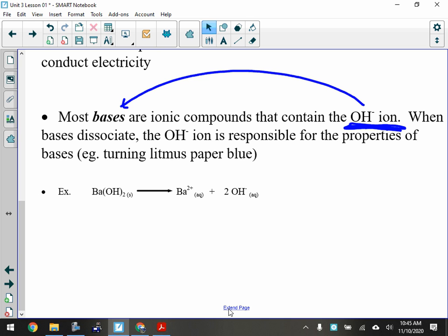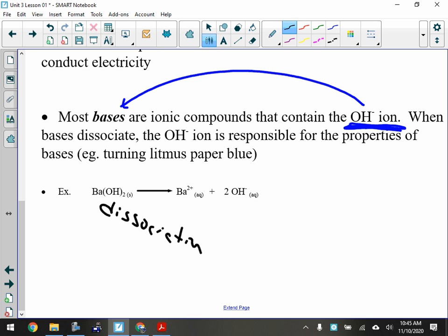Bases are also ionic compounds, so they also undergo dissociation. Basically what we have here is barium hydroxide, an ionic compound. Put it into water, it splits up into barium ions and hydroxide ions. Hydroxide ions are a base, but it acts as an ionic compound, of course. So that also is dissociation. Bases are also part of dissociation. Good?